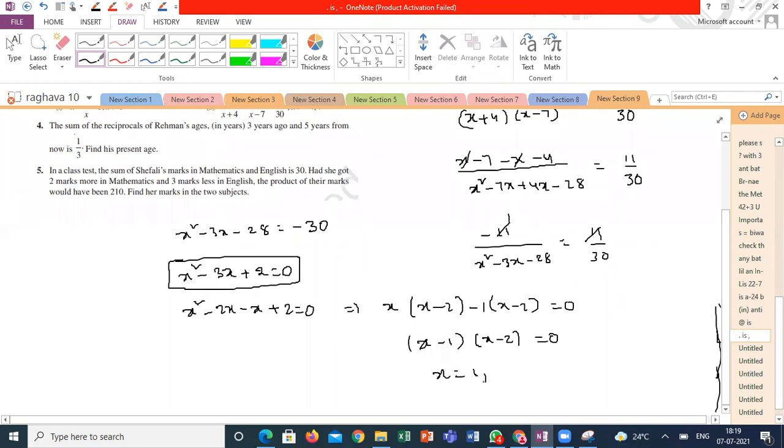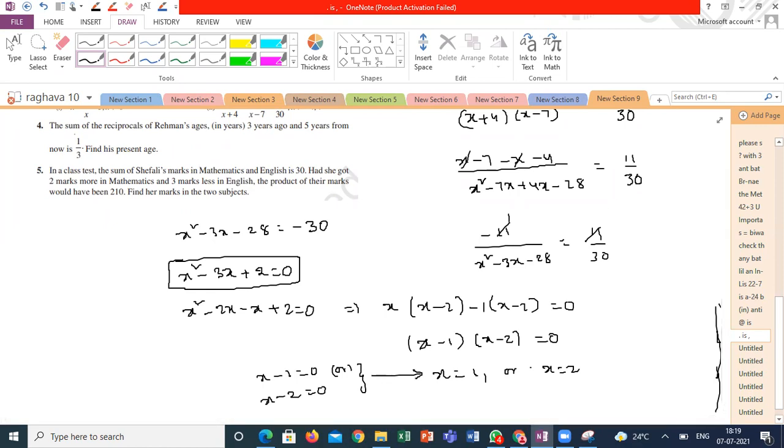Zero product rule: x is equal to 1 or x is equal to 2. x minus 1 is equal to 0 or x minus 2 is equal to 0. From here, you can find the x value. Hope you are clear on how to do this question.